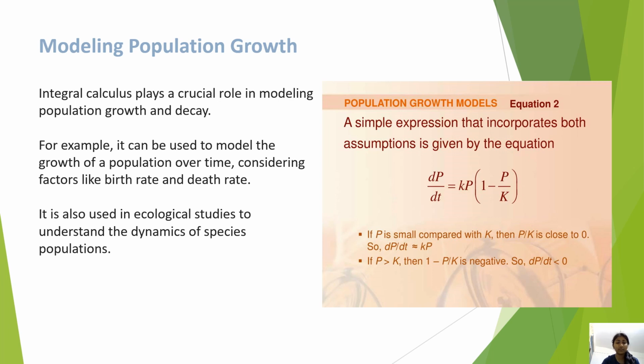For example, it can be used to model the growth of a population over time, considering factors like birth rate and death rate. It is also used in ecological studies to understand the dynamics of species populations. Population growth models: a simple expression that incorporates both assumptions is given by this equation. If P is small compared with K, then P/K is close to 0, so dP/dt is approximately kP. If P is greater than K, then 1 - P/K is negative. So there you can see which is greater and which is lesser.